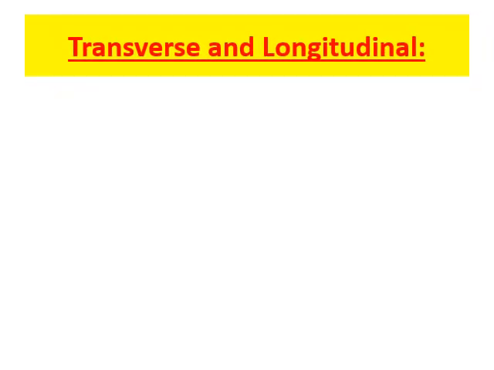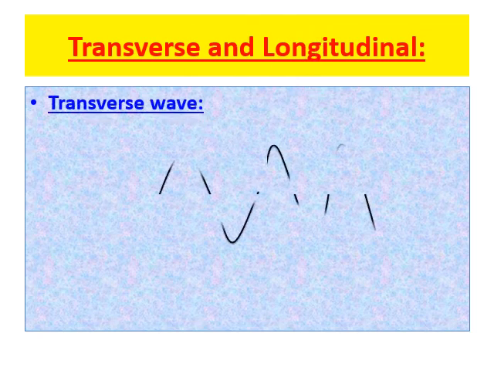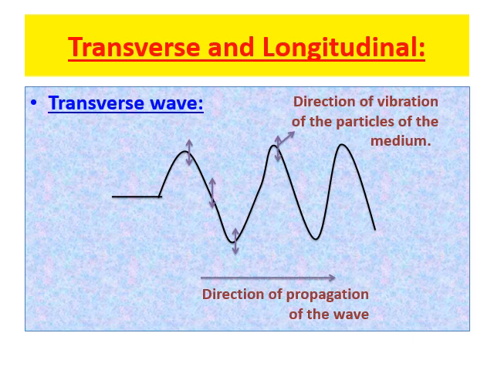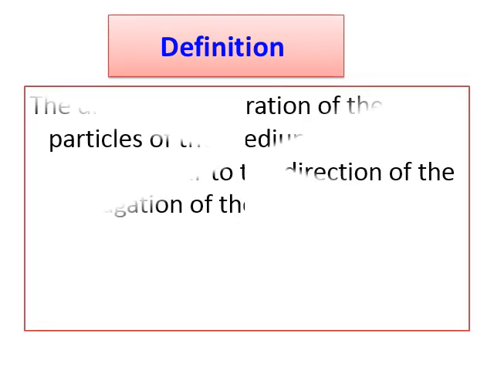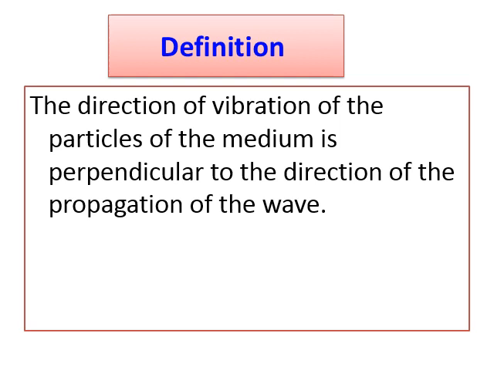Transverse and longitudinal waves. Transverse wave: the direction of vibration of the particles of the medium versus the direction of propagation of the wave. The direction of vibration is perpendicular to the direction of the wave. So, the definition is: the direction of vibration of the particles of the medium is perpendicular to the direction of the propagation of the wave.